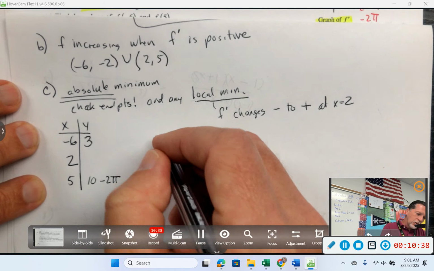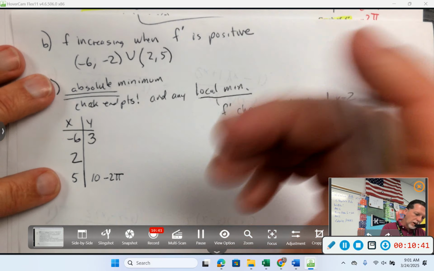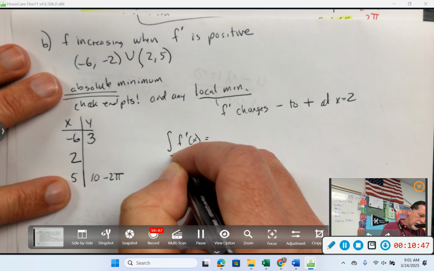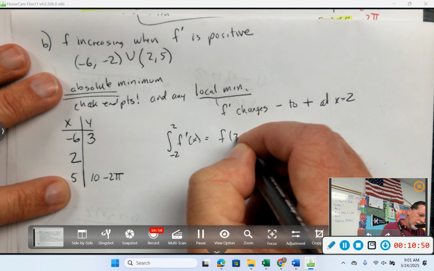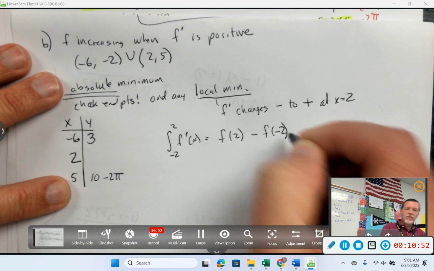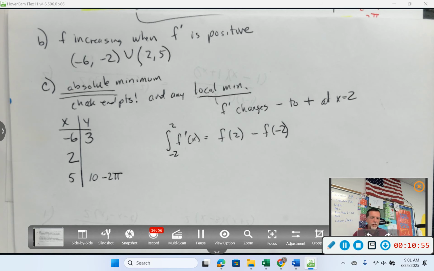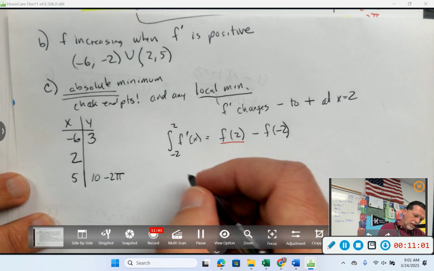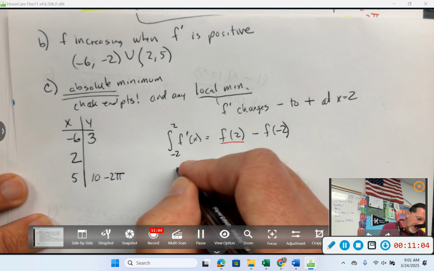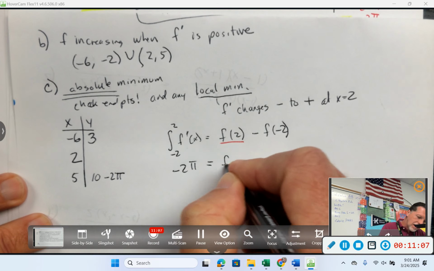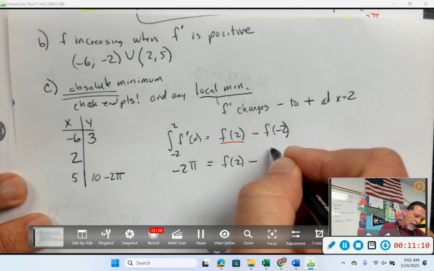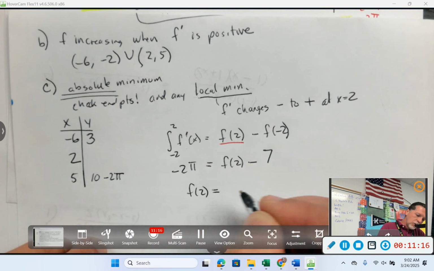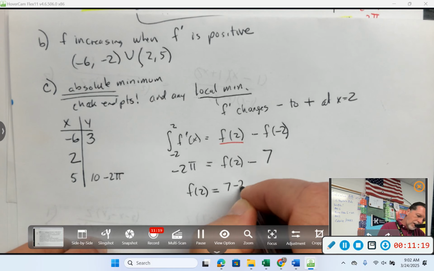So I need f of 2. Now they're going to make me find one more here. So the integral of f prime from negative 2 to 2. I've already done this for 5 and negative 6, but now I've got to do it for 2 because that might be our absolute minimum. We already know that area is negative 2 pi. f of 2 is what we're looking for. f of negative 2 is 7. So f of 2 is 7 minus 2 pi.